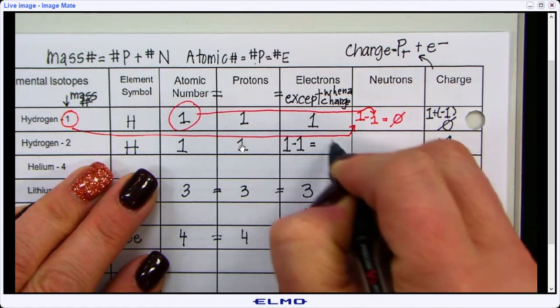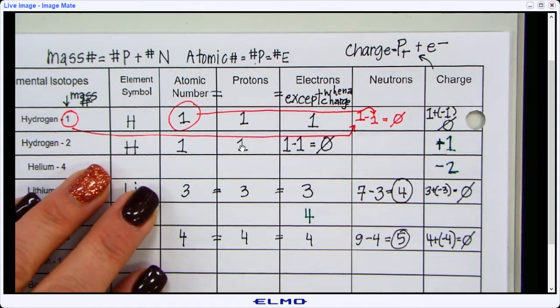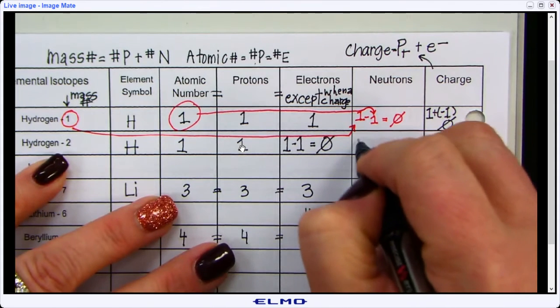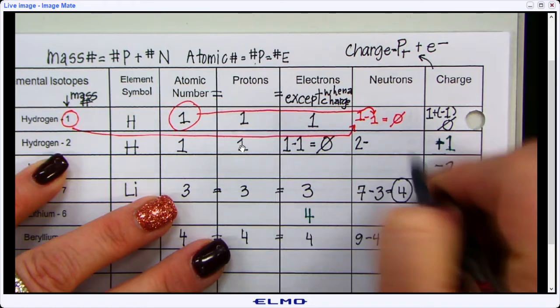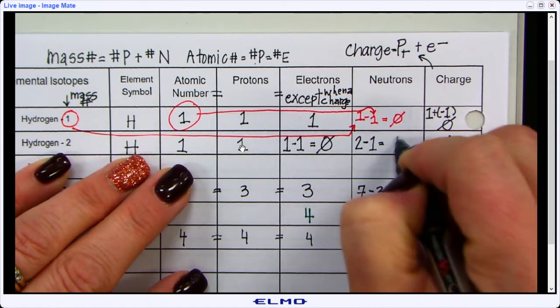So in this case, we have 0 electrons on this hydrogen. Then our neutrons is going to be the mass number minus the atomic number. So 2 minus 1. So our number of neutrons is 1.